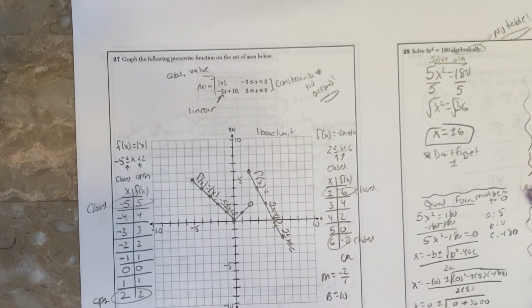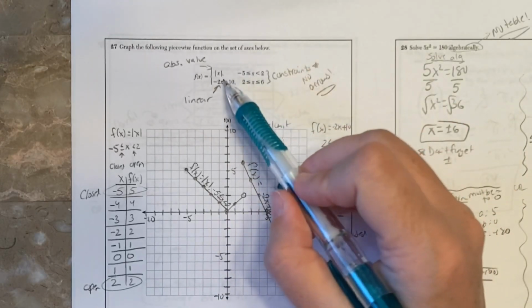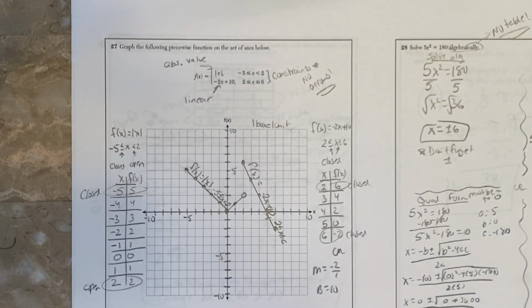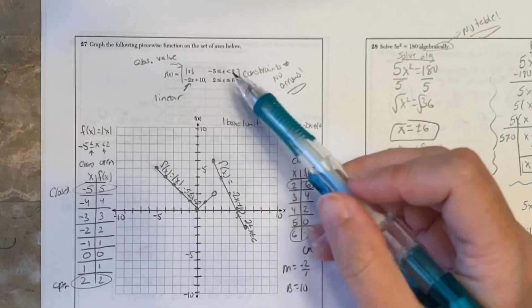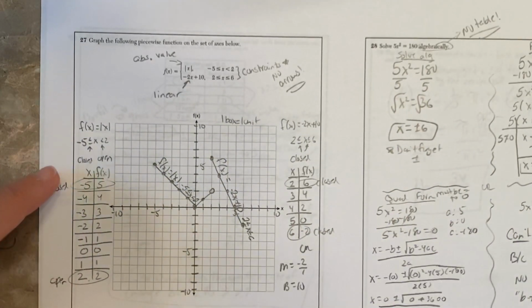27. Okay, you have your piecewise. So graph the following piecewise on the set of axes below. You should know that these lines right here are absolute value. You should already know in your mind absolute value is making a V. So we're going from -5 to 2. Okay, just put this right in the calculator.